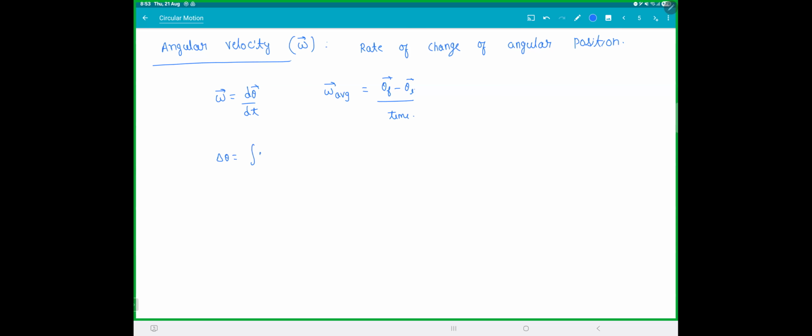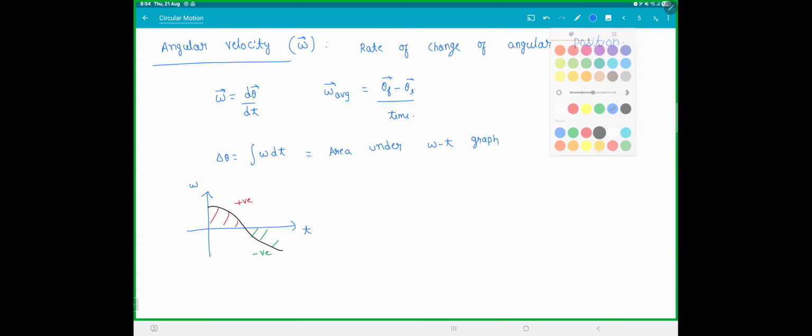Delta theta will be integral omega dt. So this will be area under omega t graph. Like I said, everything you learned in kinematics will come. So theta की place में x, v की place में omega, a की place में alpha. So if you have a omega time graph, the area above is positive, the area below is negative. If you take the area under the graph, you will get the angular displacement.